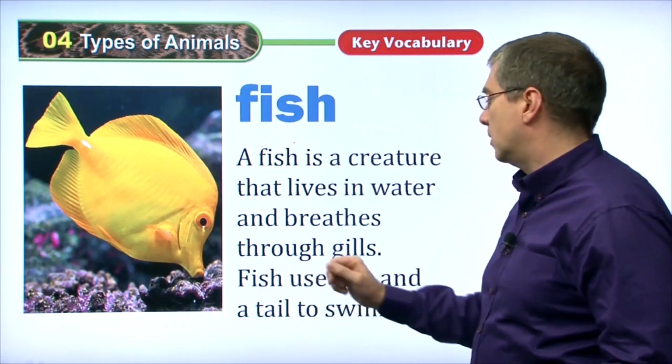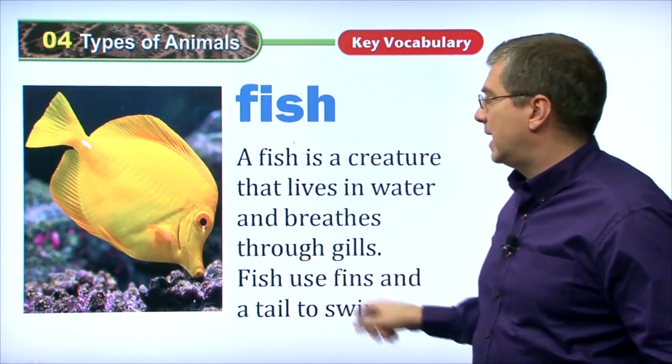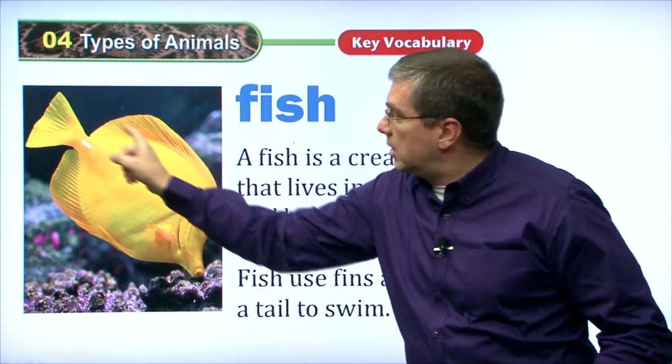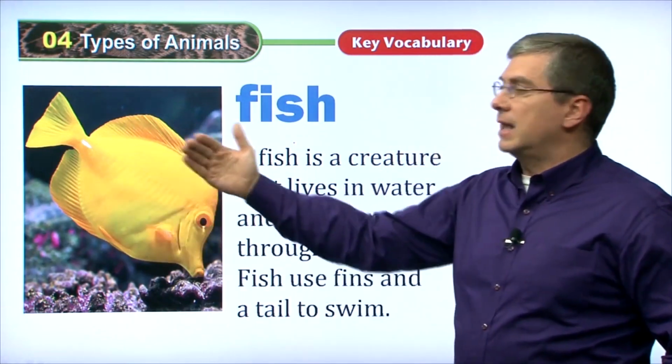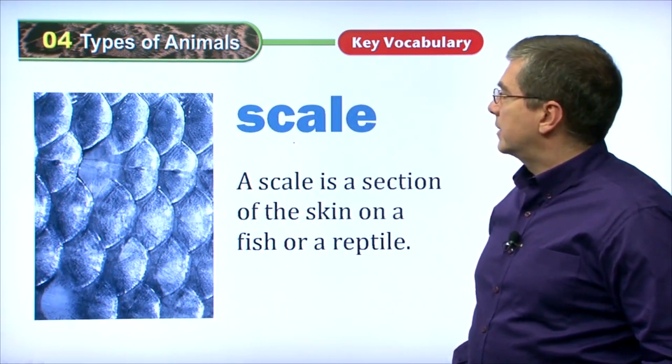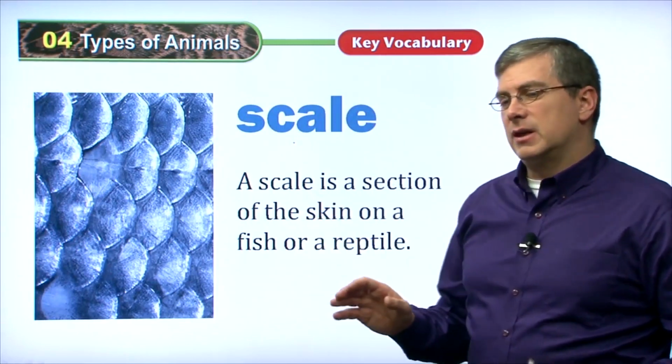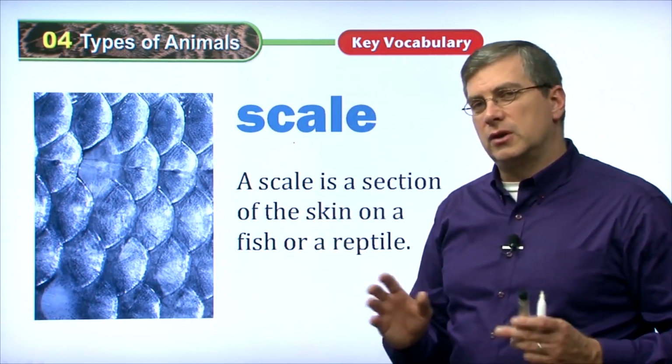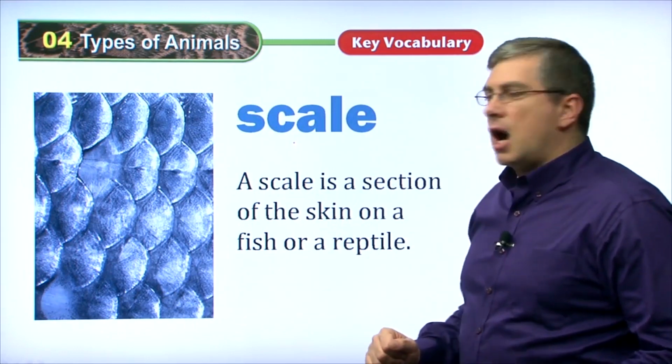Okay? So fish use fins and a tail to swim. So the tail here and the fins, they use that to swim through the water. Okay? So next, let's take a look at a unique part of certain fish and also reptiles: their skin.